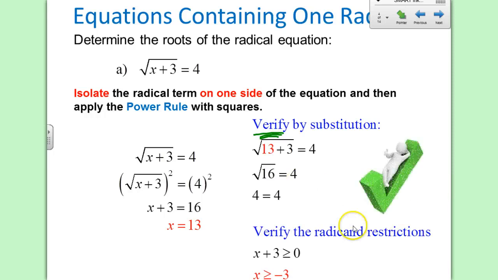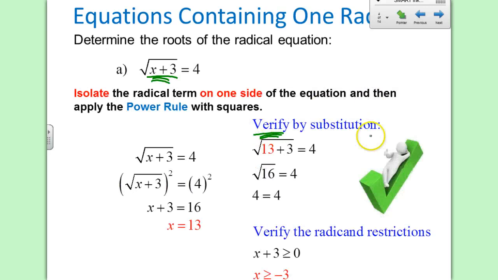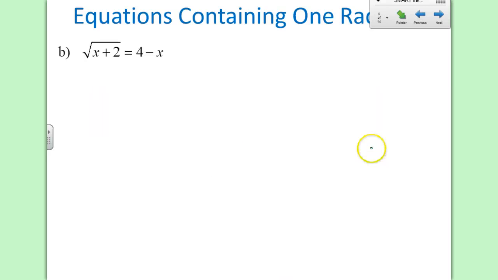You verify with the radicand restriction, right? What's my restriction say? X plus 3 has got to be greater than or equal to 0. My restriction says x is greater than or equal to minus 3. My answer says it works, and it definitely is greater than minus 3. So we are happy. This question works. Big check mark. Yes, everything is good because it's been verified by substitution and the restriction is not violated.